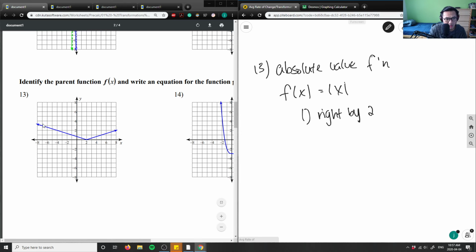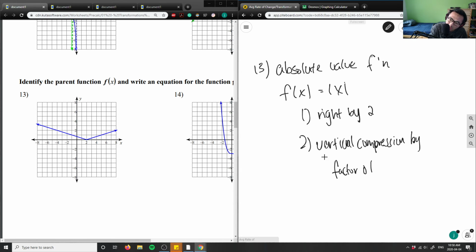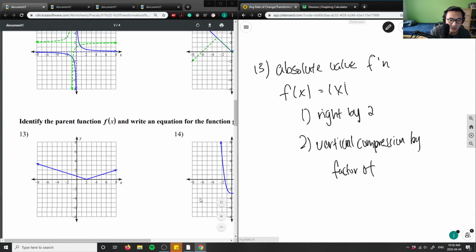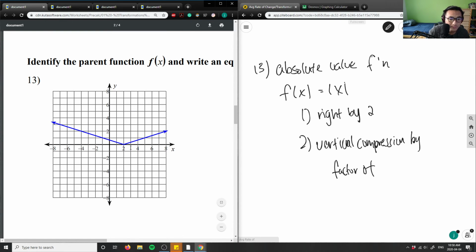I'm moving right by 2, and then I can kind of see it's being squeezed, right? It's being compressed. So I would say this is a vertical compression. I don't know what the factor is in this case, but let me just pick 2 points and we can maybe infer. So this is a vertical compression by a factor of... and with these problems it's usually 2, right? But let me just look at the point here.